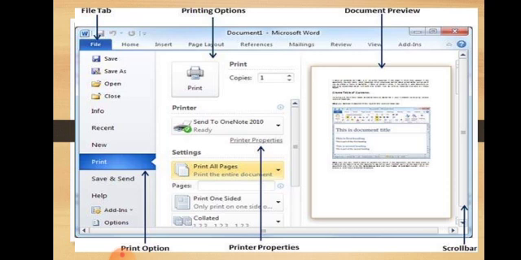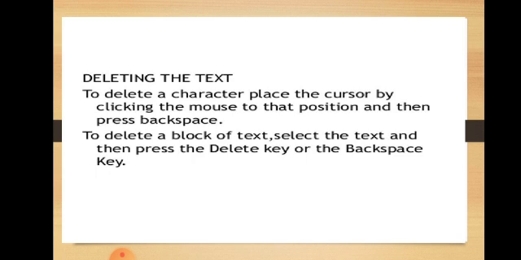To open a document, and to print a document, the shortcut key is Ctrl+P. Now, if you have typed something on the screen in the text area and you want to delete the text, what can you do? If you want to delete a character, place the cursor by clicking the mouse at that position and then press backspace. To delete a block of text, select the text and then press the delete key or backspace key.